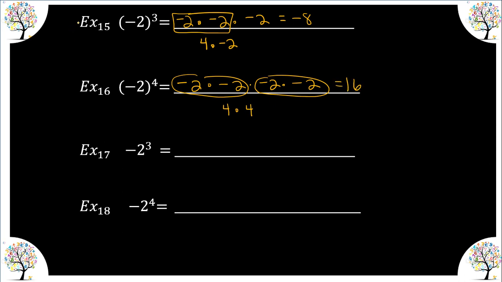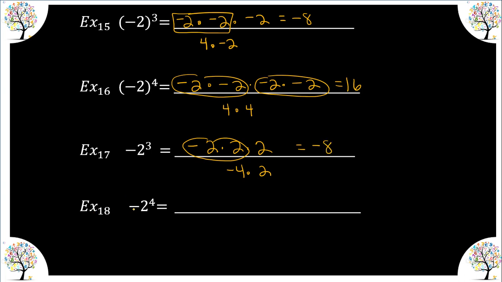Now let's notice the difference or similarities in the next two problems. This time our base is 2 raised to the third with an understood -1 out front. It is not part of the base. It does not get expanded. So we have negative, and then we have 2 times 2 times 2. So we have -4 times +2 to give us -8.